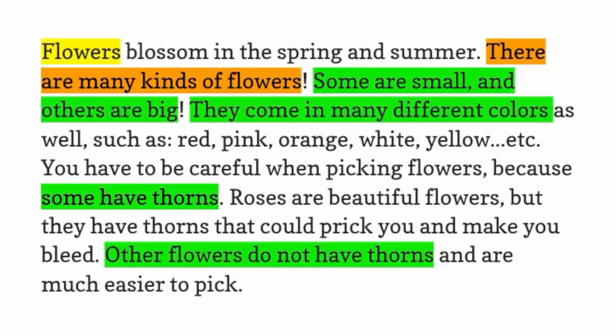So now as we look at this text, we can see our topic was flowers. Our main idea was there are many kinds of flowers. And these are all the ways that we prove that there are many kinds of flowers. We said some are small and others are big. They come in many different colors. Some have thorns. Other flowers do not have thorns. So this is how we used our details to prove our main idea and then go back to our topic as well.